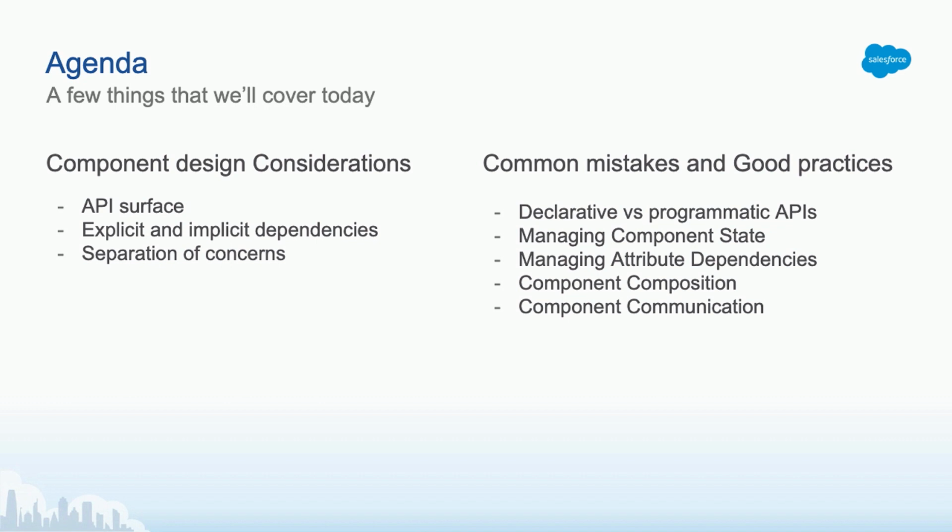And then Gonzalo is going to drill a lot into the specific API implementation details. Should I use an API that is programmatic or declarative? Should I use slots? How do I do events in a proper way? What does the state mean for my component? What are the implications of that?